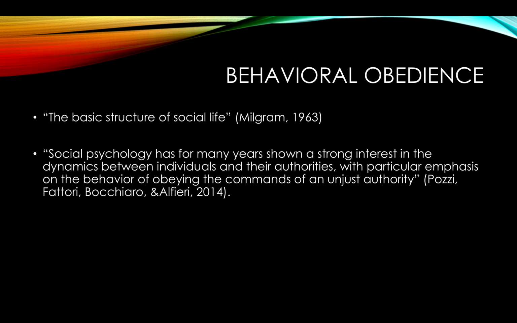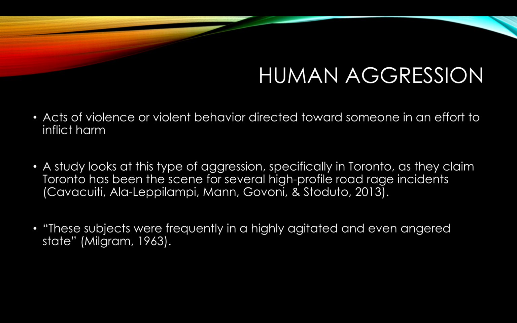And we're going to talk about interdependence here shortly, but we're going to go ahead and move on to human aggression. So human aggression, when viewed and defined, can be looked at as an act of violence or violent behavior directed towards someone in an effort to inflict harm. As I stated earlier, sometimes that harm can be mental, so like yelling or an aggressive manner. And other times that aggression can lead to actually harming someone physically. Either way, not a great thing.